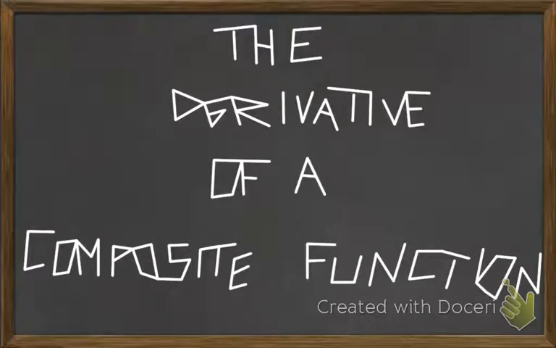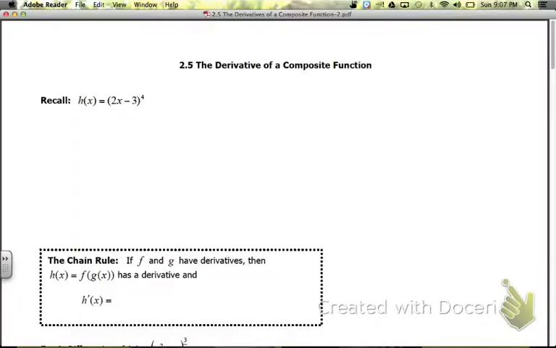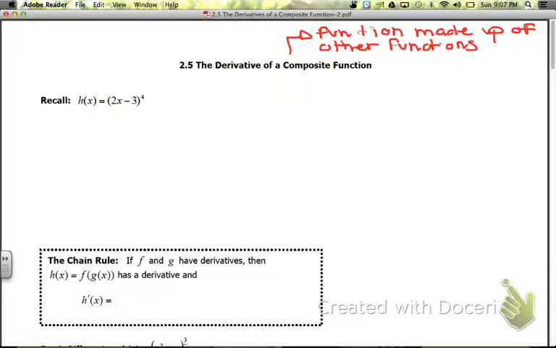Today we will begin looking at the derivative of a composite function. To begin, one may ask, well, what is a composite function? A composite function is a function made up of other functions. So let's just look at an example here.